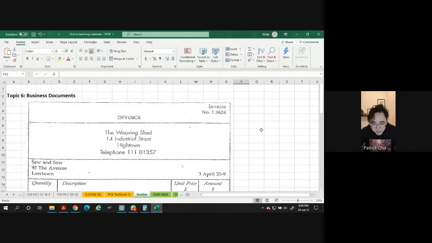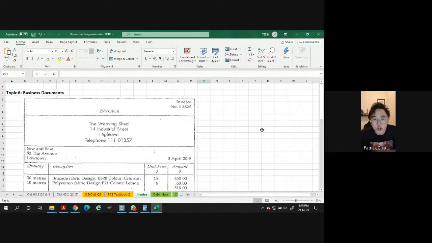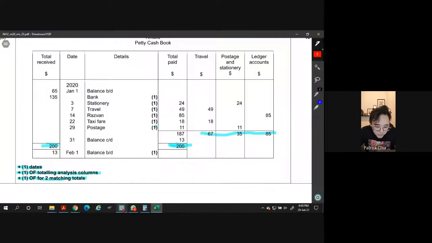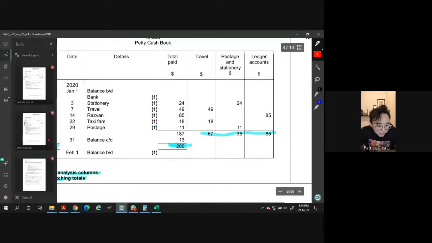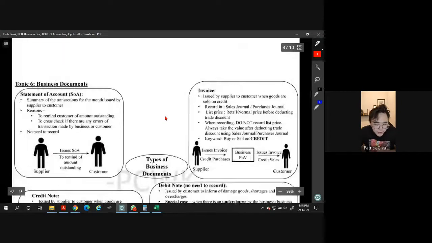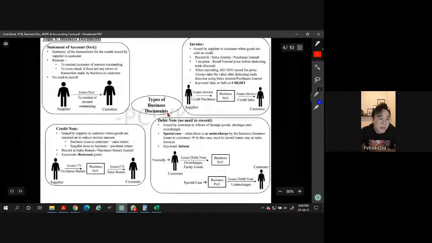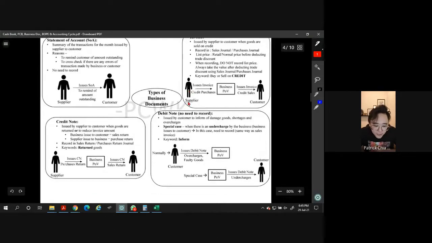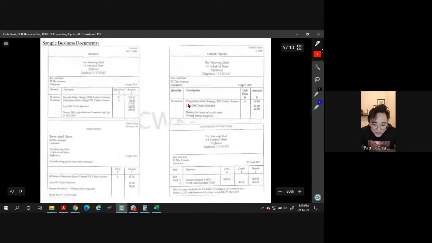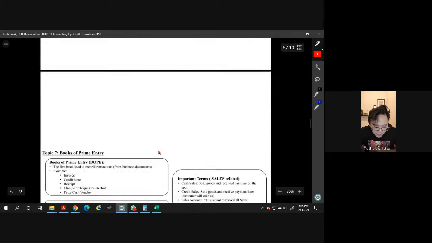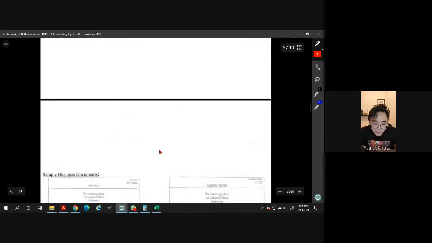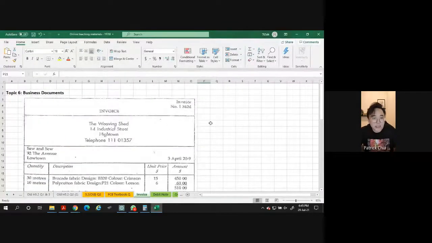All right. So for business documents, I have, from here. So this is like a mind map style, everything just summarized with point form and all. I'll be giving you all this one. And then the sample is technically here. The sample is the same thing in the Excel here, right? So later then is the books of prime entry, but I will teach from here, guys.